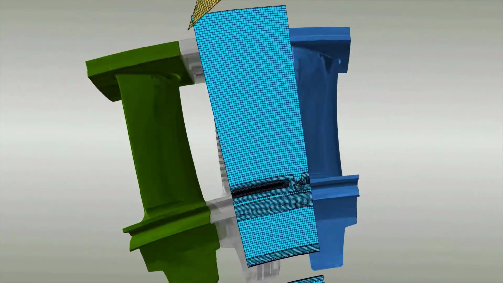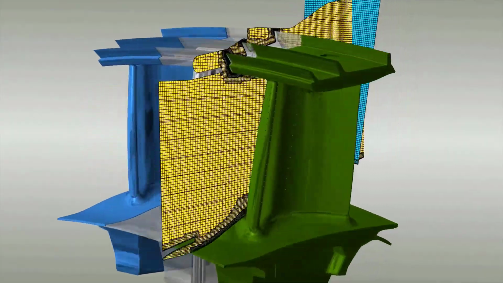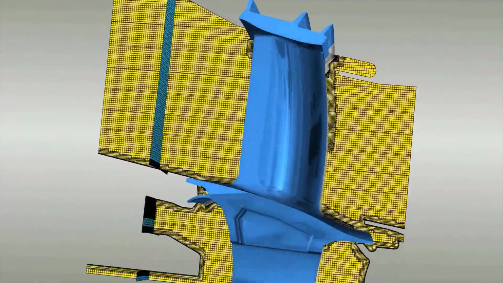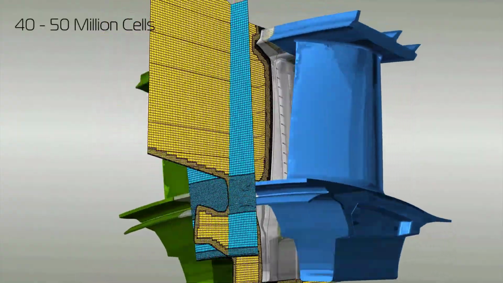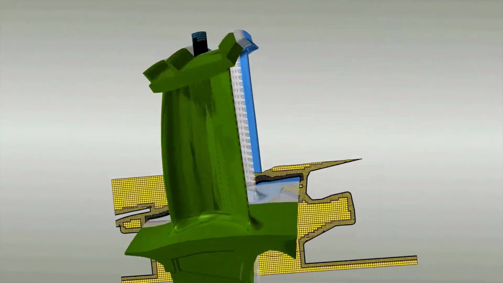In this training video, a mid-span section mesh is created in near real time. A full fidelity, full span mesh would contain around 40 to 50 million cells and would be generated in a few hours depending on the number of parallel cores used.